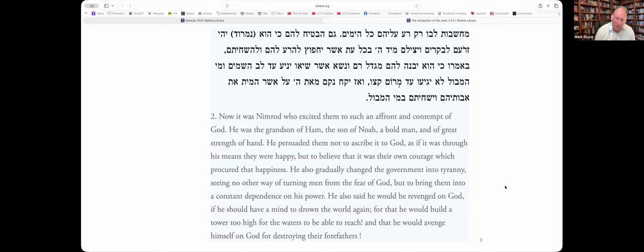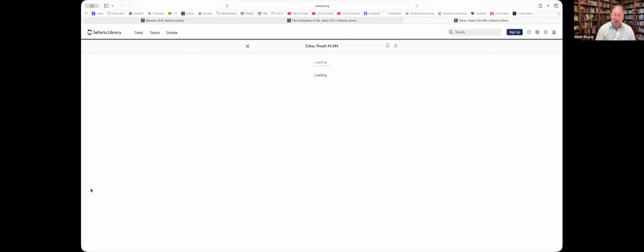"For that he would build a tower too high for the waters to be able to reach, and that he would avenge himself on God for destroying their forefathers." So you see, the midrash on this is that he built the Tower of Babel to get back at God for the flood. Obviously, also to make sure that we couldn't get drowned by a flood anymore. But you see how bold Nimrod was. Well, he wasn't an anarchist. He was actually a full-on tyrant. But he wanted to replace God, which is one of the reasons why, when we get to the Tower of Babel, we can get this.